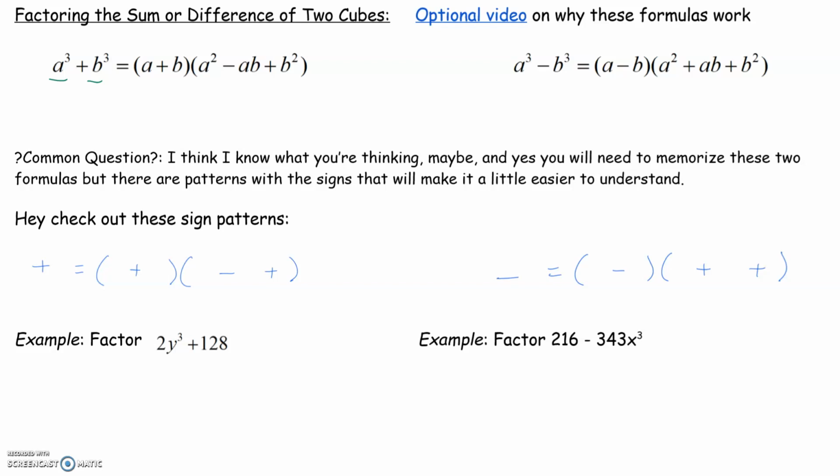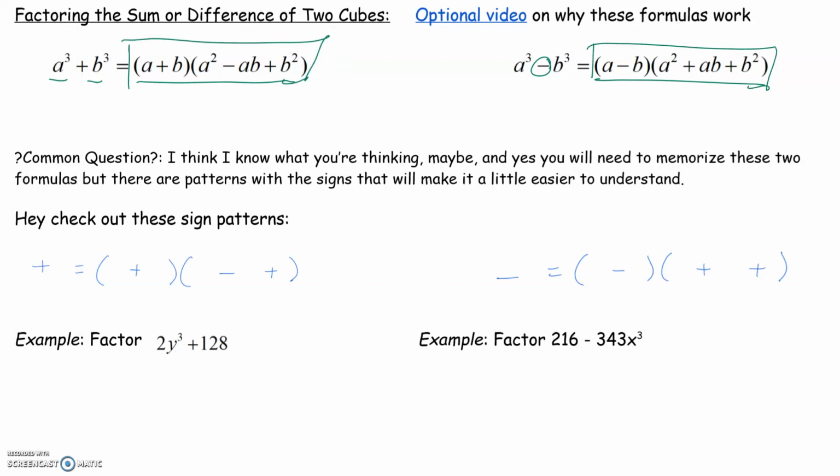All right, now these are the formulas. Whenever you see a cubed plus b cubed, anything along those lines, you can break it down into this format. Now, if you have a negative sign in between, you can break it down to that format. Now, factoring this by hand, it is a bear. It's easier to memorize these formulas.